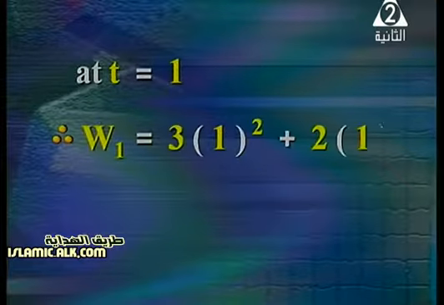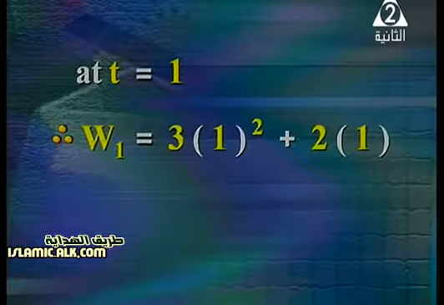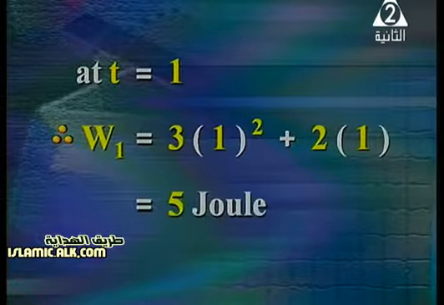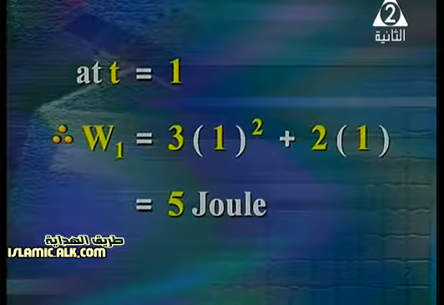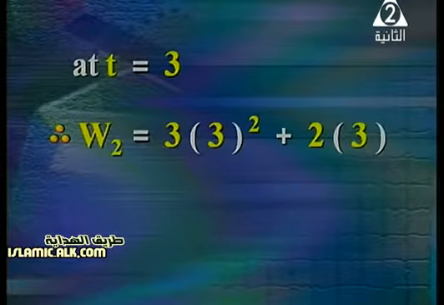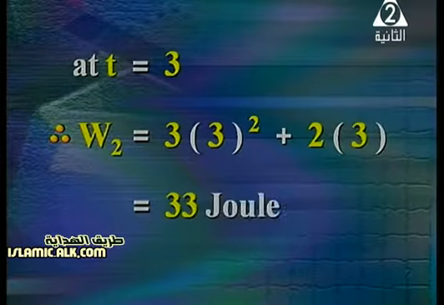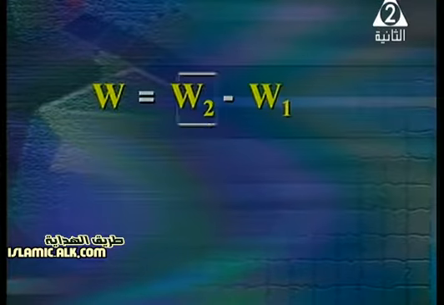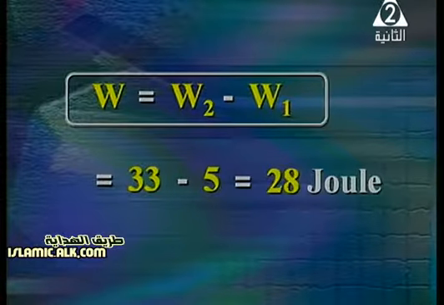At t equals 1, by substitution, the work done equals 5 joule: 3 times 1 squared plus 2 times 1 equals 3 plus 2 equals 5 joule. This is W1. What is W2? At t equals 3, W2 equals 33 joule. After that, the work done equals W2 minus W1, which equals 33 minus 5 equals 28 joule.